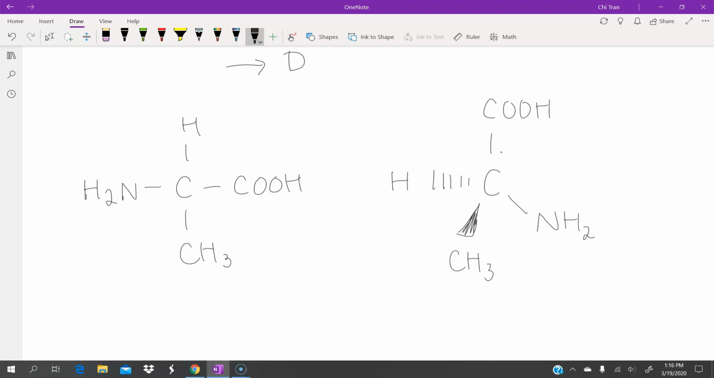And we can check whether what we drew is a D or L amino acid using the CORN rule. So again, we have H at the back, then we have CO followed by R followed by N. So CORN follows in an anti-clockwise direction. So it is an L amino acid. And this diagram right here is our final answer for the question.